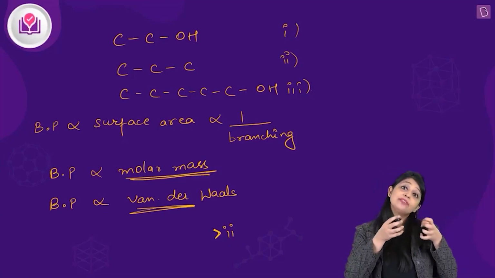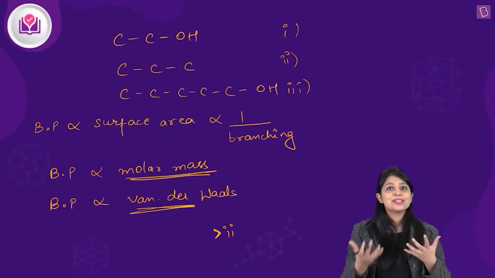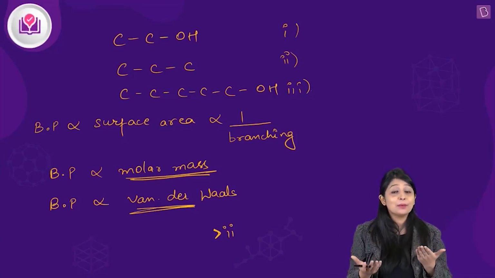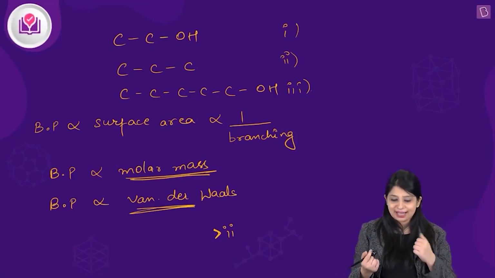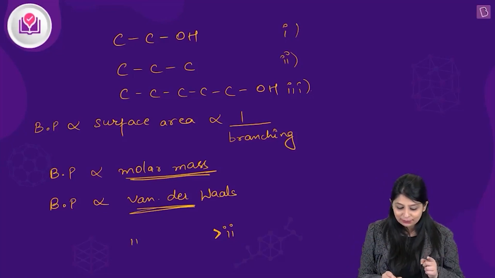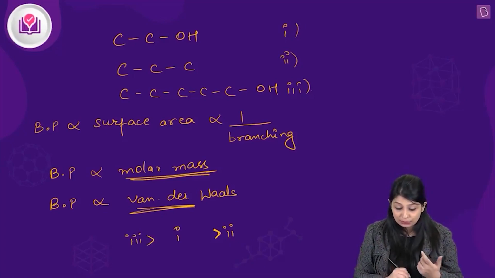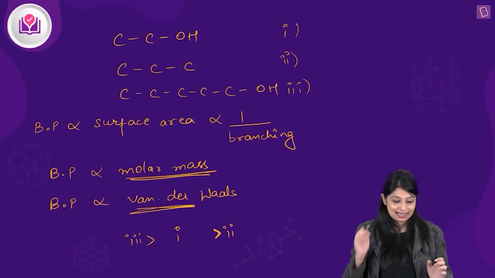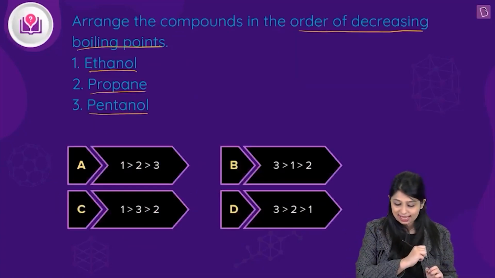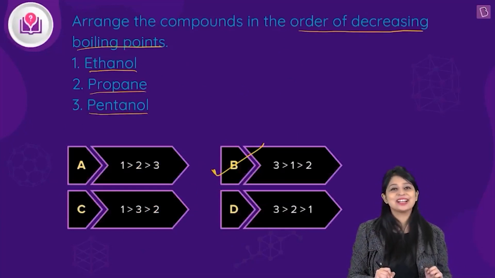And if we have a 5 carbon compound and a 3 carbon compound, which compound will have the higher boiling point, or which compound will have the higher molar mass? The 5 carbon atom compound, correct? So the highest boiling point will be for compound 3, followed by compound 1, and then followed by compound 2, which is the alkane. Let's see which option it matches. That is 3, 1 followed by 2. That is option B, which is the correct option.